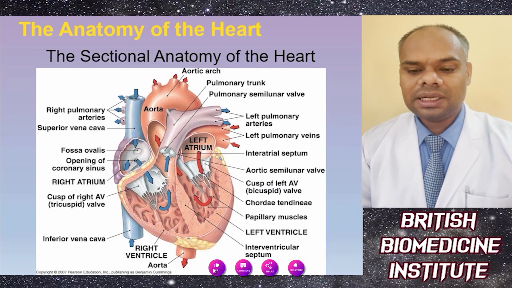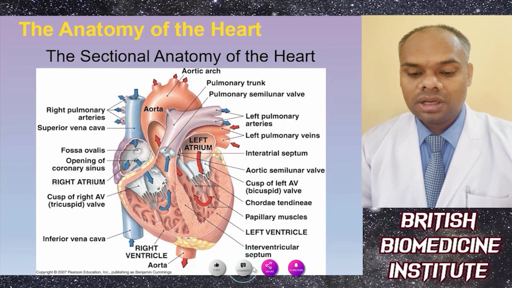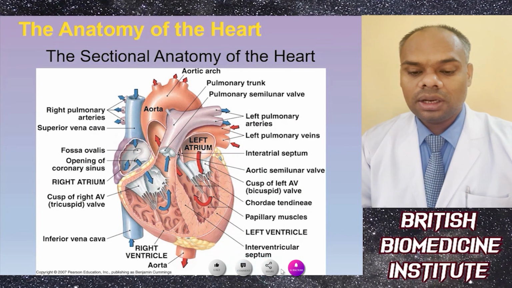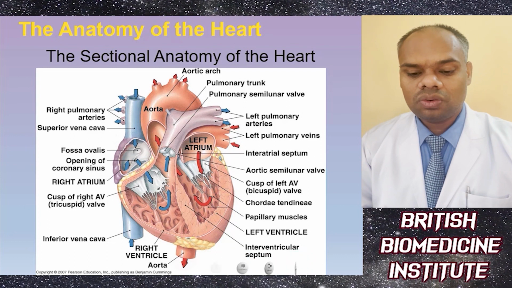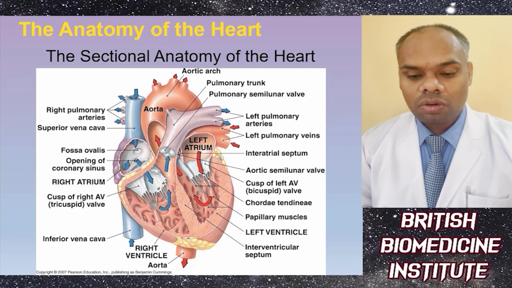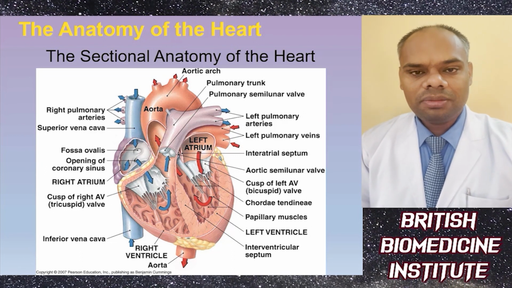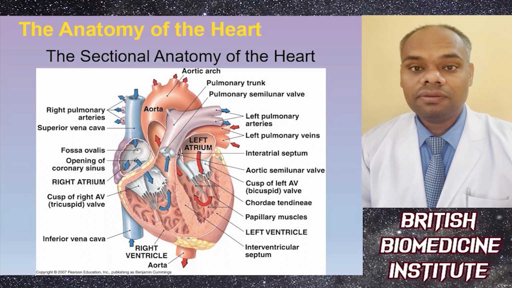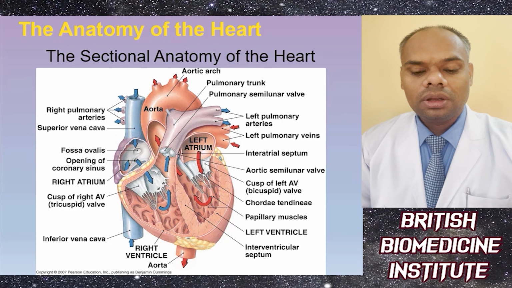So this is the sectional anatomy of the heart, where blood enters the right atrium, goes to the right ventricle, then to the lungs, returns to the left atrium, and then goes to the left ventricle.